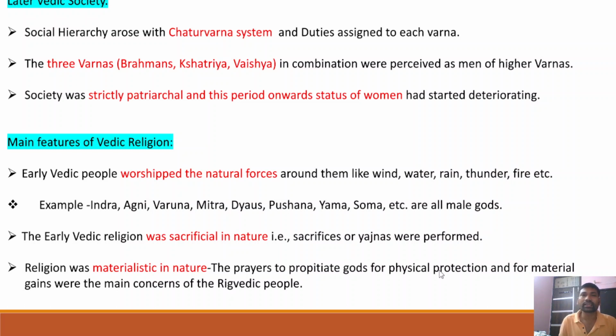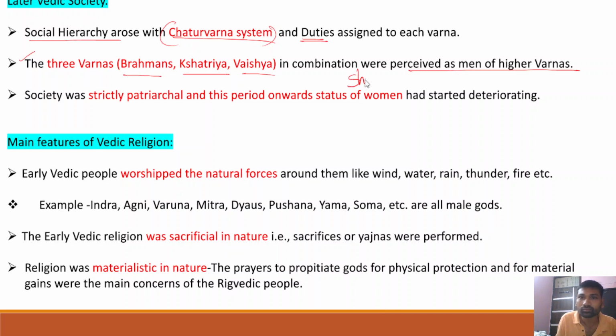Earlier we discussed that in the Vedic age there were no caste distinctions or caste systems; there was an egalitarian society. However, in the later Vedic period, social hierarchy emerged, and this social hierarchy further transformed into the Chaturvarna system. This Chaturvarna system assigned duties to each varna. For example, there was a priestly class, and kshatriyas used to fight. Secondly, three varnas, brahmans, kshatriyas, and vaishyas, in combination were perceived as higher varnas.